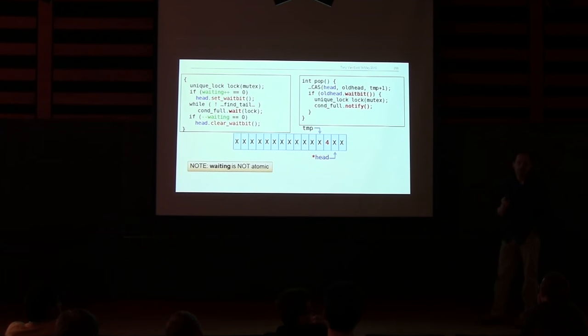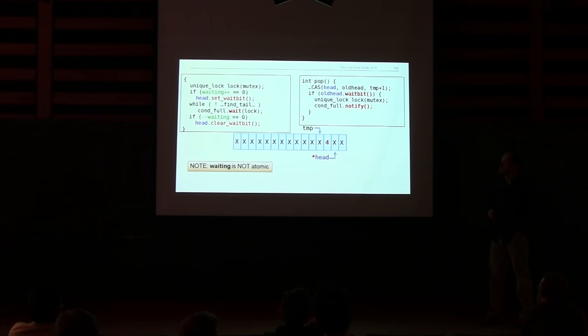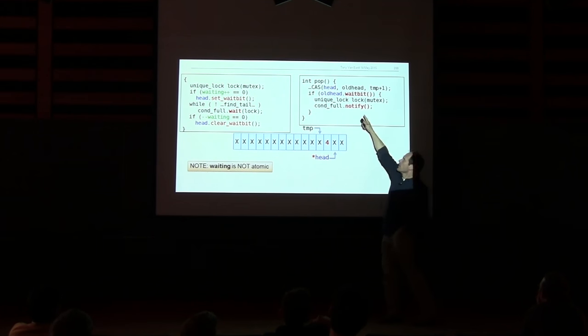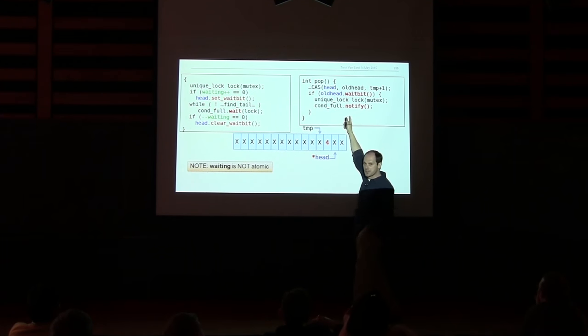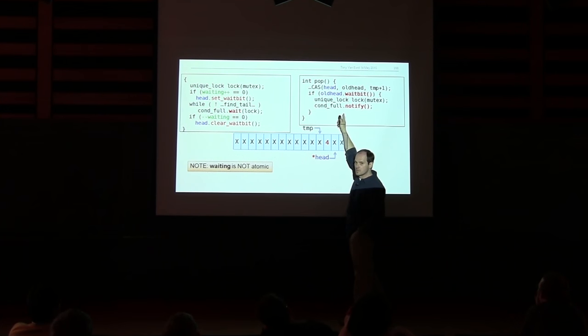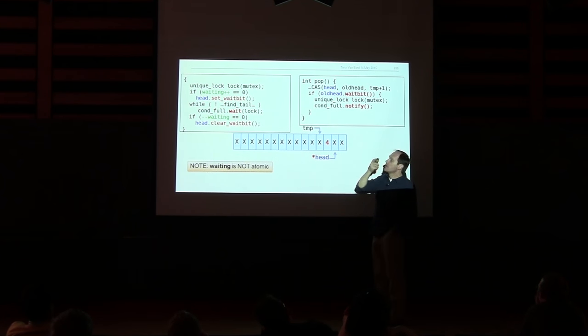Question? We're at the end of time, but. Oh, I was just going to say, what happens if all of the consumers both do the compare and exchange and then check the old head wait bit before the head wait bit is set for the producers? Yeah, they can all come in. They all check the wait bit. They all do notifies, and all those notifies get lost because the queue is empty. Is that what you're saying? The consumers check the wait bit. It's not set, because the producers haven't quite waited yet. But they're still in a critical section there where they're about to start waiting.